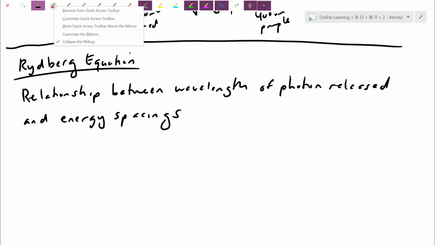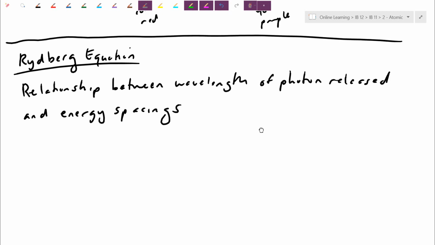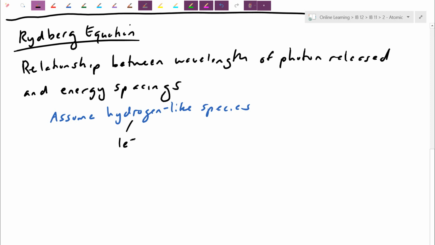So I mentioned this formula in general will be really hard to talk about. We need to make a few simplifications. The simplification we're going to make is this equation that I'm going to give you. We're going to assume we have a hydrogen-like species. So what is it about hydrogen that we like? Hydrogen only has one electron. Now, what's so good about having one electron?